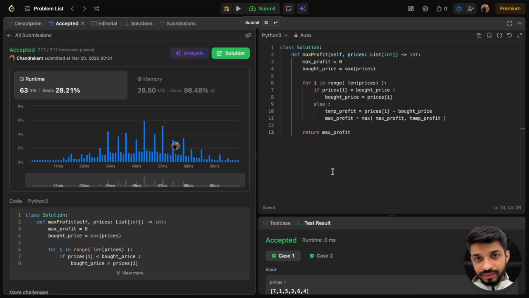What next? The space complexity. Space complexity is order of 1 because we are not using any extra space at all. We are just using two variables, that is max profit and the bought price, right?